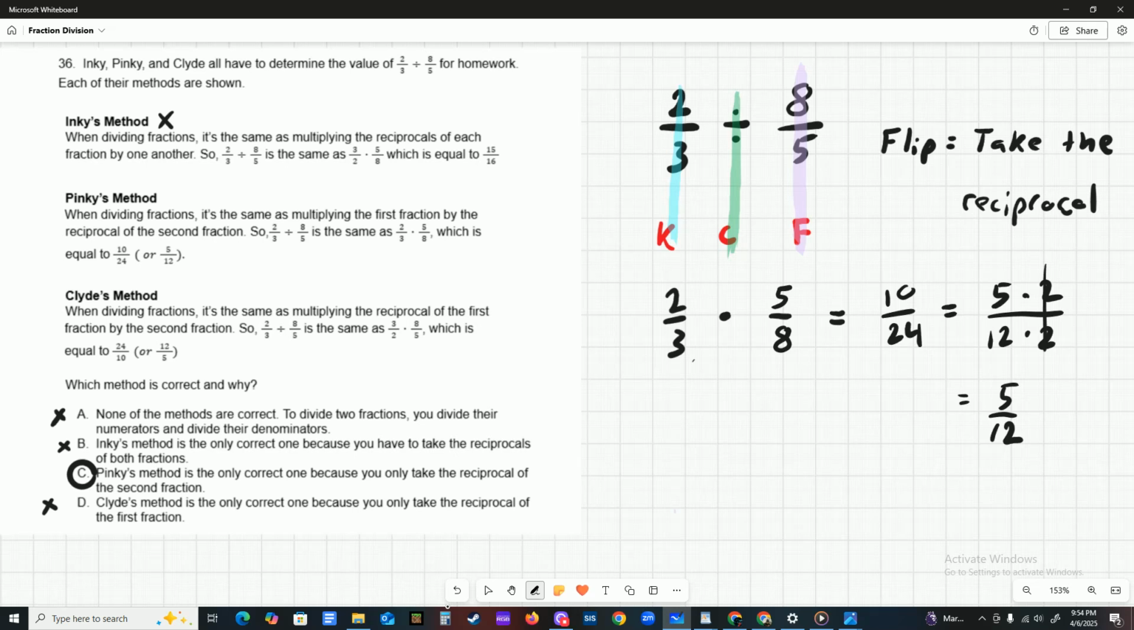None of the methods are correct? No, that's not true. Pinky's method is right. So only Pinky is right. Remember, taking the reciprocal is flipping the number.